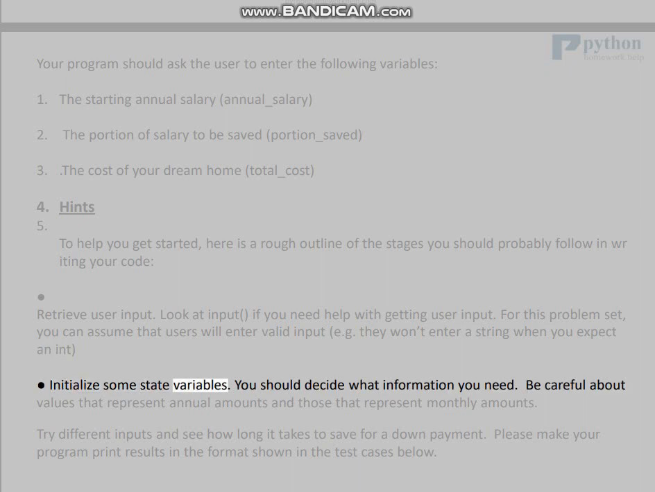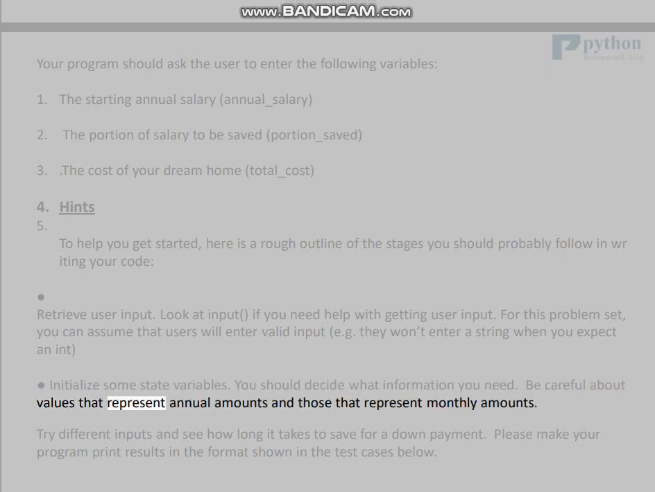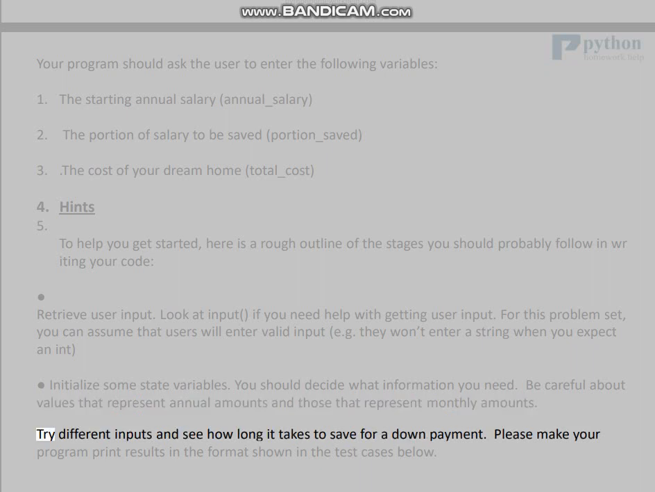Initialize some state variables. You should decide what information you need. Be careful about values that represent annual amounts and those that represent monthly amounts. Try different inputs and see how long it takes to save for a down payment. Please make your program print results in the format shown in the test cases below.